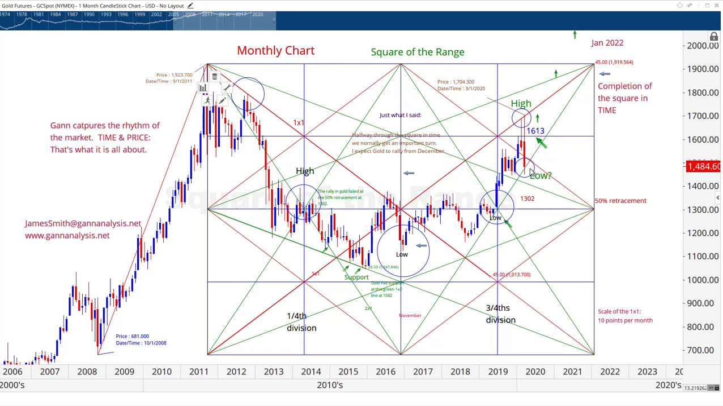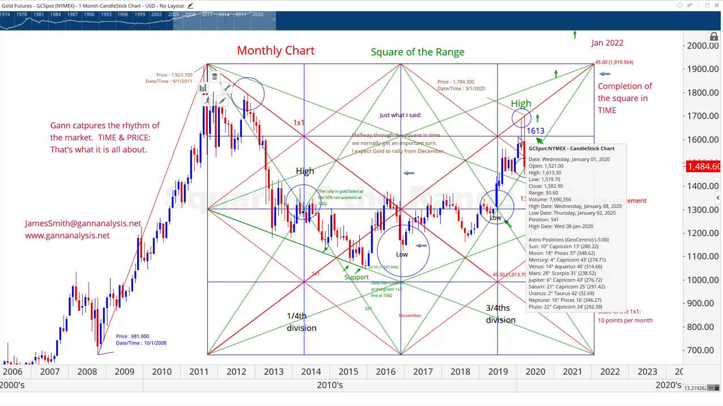Nothing's guaranteed. You could take this out and go down to 1302. That's entirely possible. The difference is that we know where support and resistance is. We know this is resistance. We know this is support. We know this 1/4 division of the square down from the high is resistance, 1613. It stopped the market here.